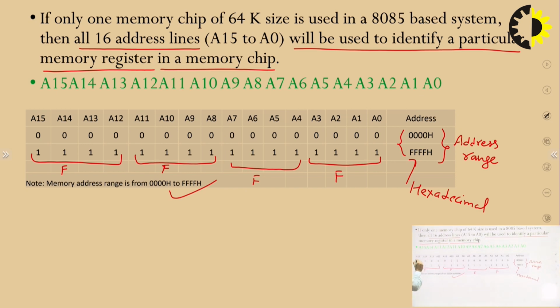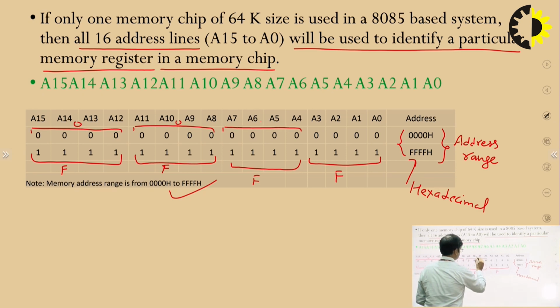Similarly, in the first row, these four digits will constitute 0, these four digits will constitute 0, here as well as here we have all 0. So the memory address range is all 0 to all F, that is 0000H to FFFFH. And all the address lines in this particular case will be used to select a register inside a memory chip.